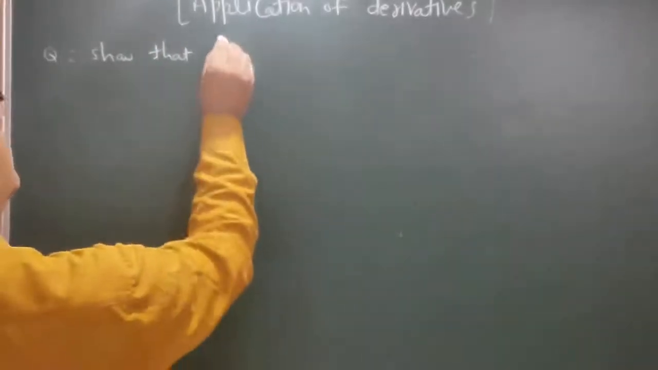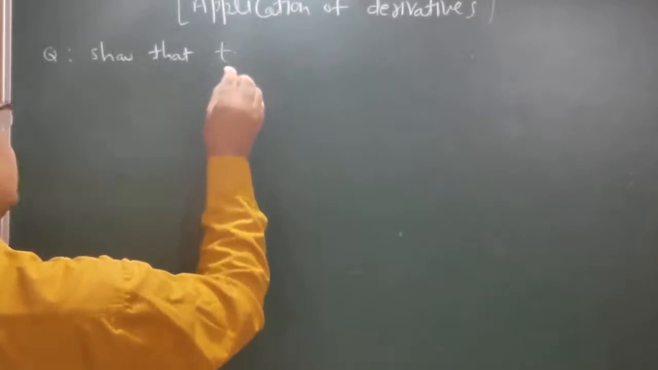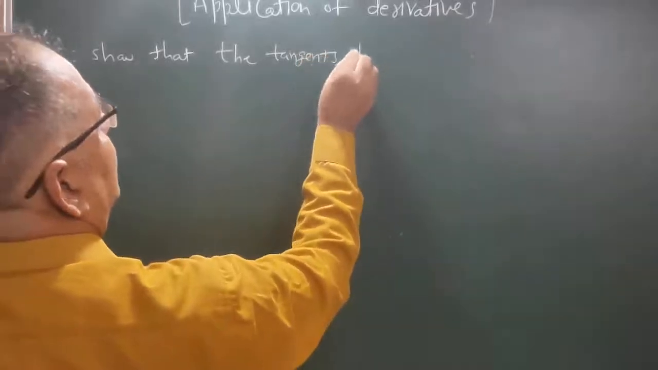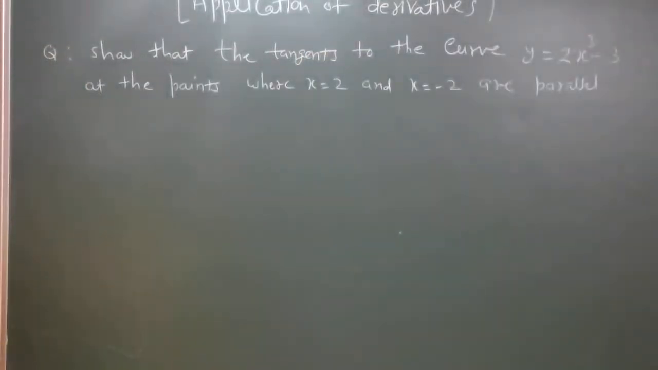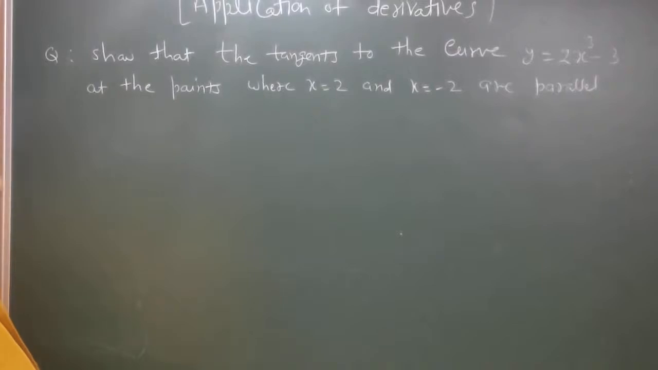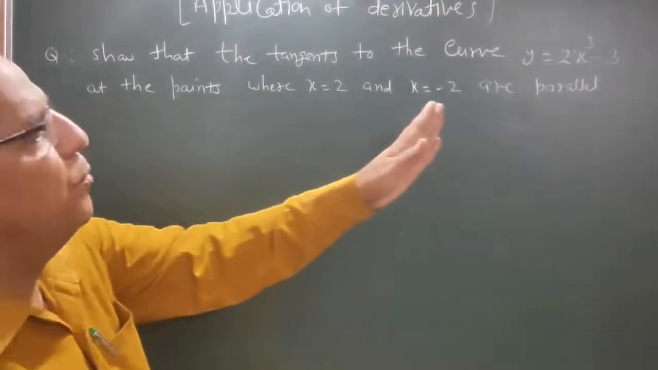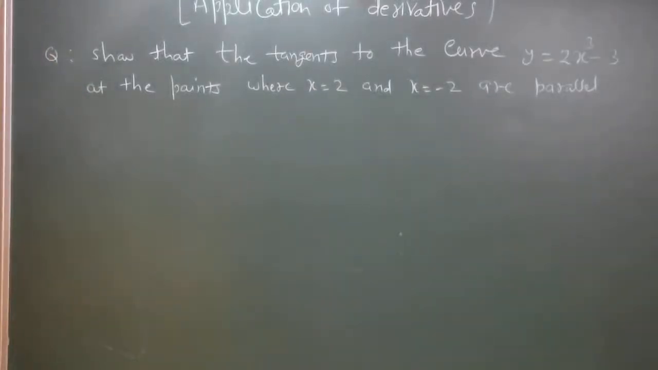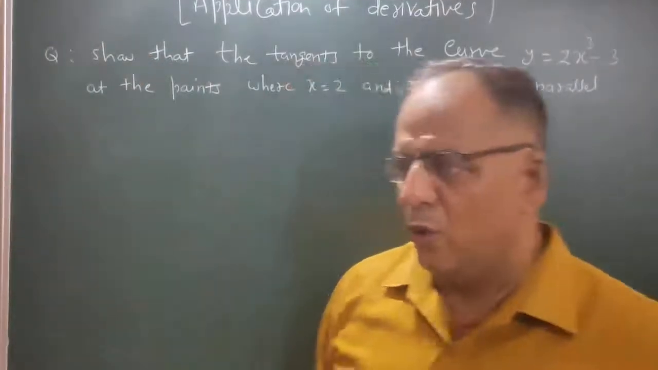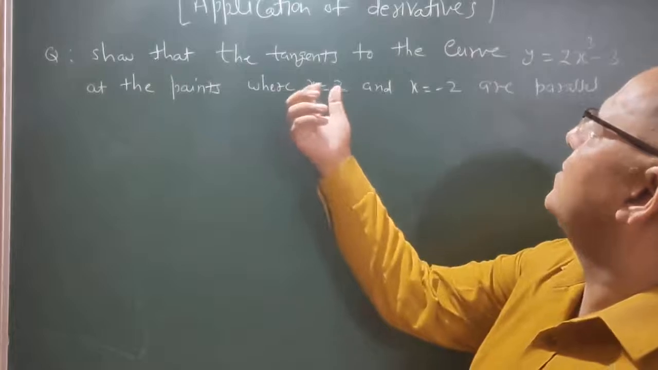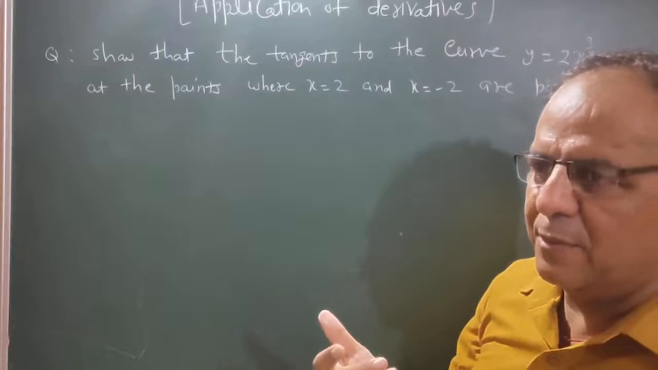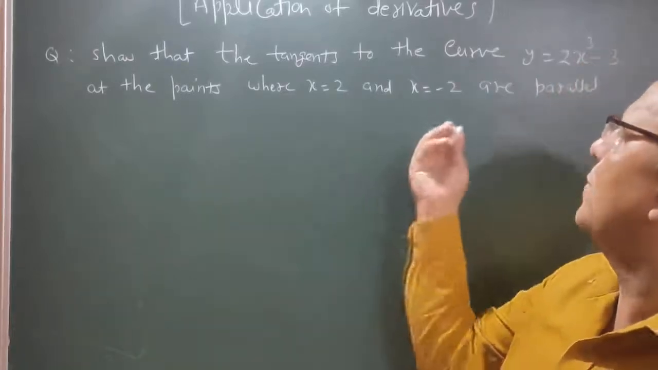Now I am taking one more important question. This is a CBSE board exam question. Show that the tangents to the curve y equal to 2x to the power 3 minus 3 at the points where x equal to 2 and x equal to minus 2 are parallel. So in this question we will prove that the tangents of the given curve at x equal to 2 and x equal to minus 2 are parallel. That means the slopes of the tangents are equal at both the points.